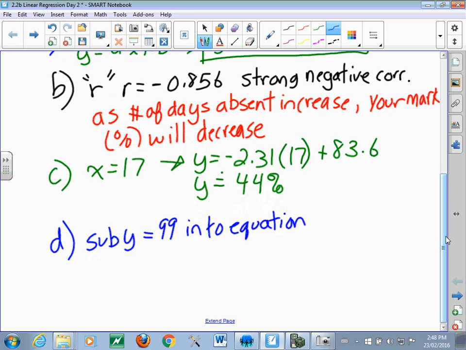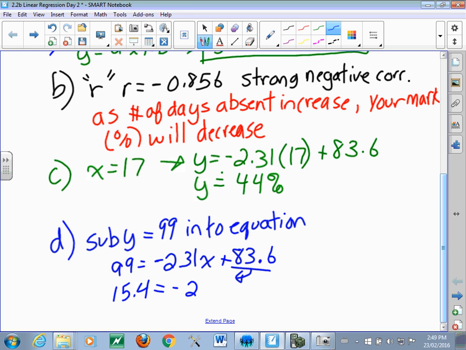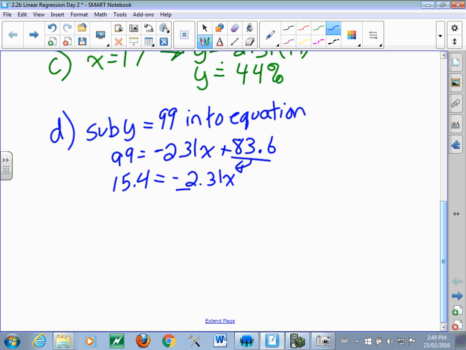Okay? So 99 equals negative 2.31x plus 83.6. Rearrange to get x by itself. So we're going to take the 83.6, move it over, subtract it from 99. Use your calculator. That's going to give you 15.4 equals negative 2.31x. And how do we get x by itself, folks? Divide both sides by negative 2.31.